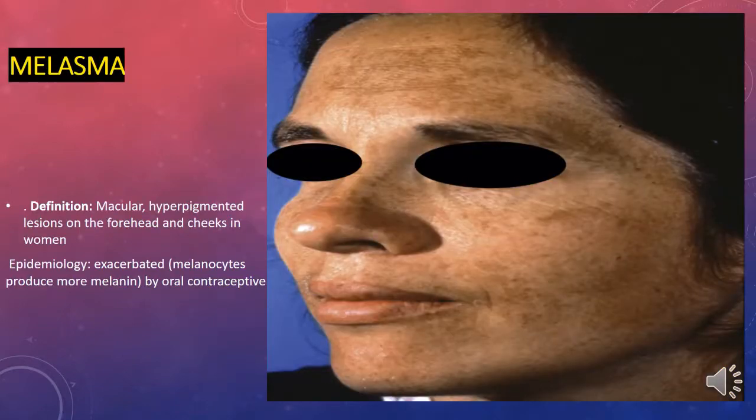Melasma is a macular hyperpigmented lesion on the forehead and cheeks, mostly seen in women, where the melanocytes produce more melanin in the lesion. It is associated with oral contraceptive use, pregnancy, and sunlight as well. Histologically, there is an increase in melanin content of the keratinocytes at all levels of the epidermis.